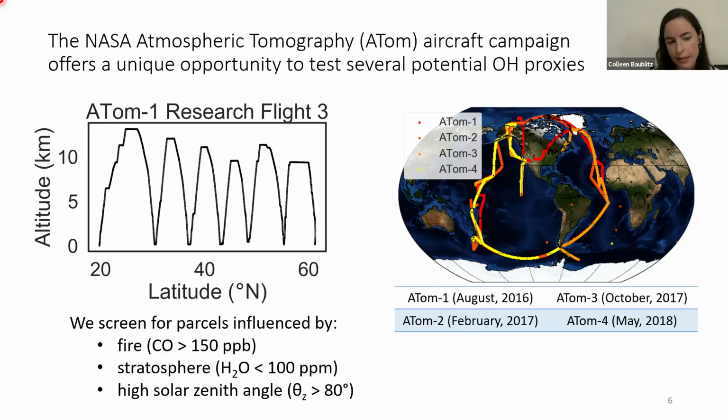We're interested in really background pristine chemical air masses. And so we filter for parcels that might be influenced by fire or by stratosphere. In particular, in the case of formaldehyde, both formaldehyde and OH are sensitive to changes in sunlight. While formaldehyde might still reflect OH variability at low sun, that relationship could look quite different from the rest of the ATOM campaign, which could affect our correlation analysis. And so we filter for low incident sun, or high solar zenith angle.